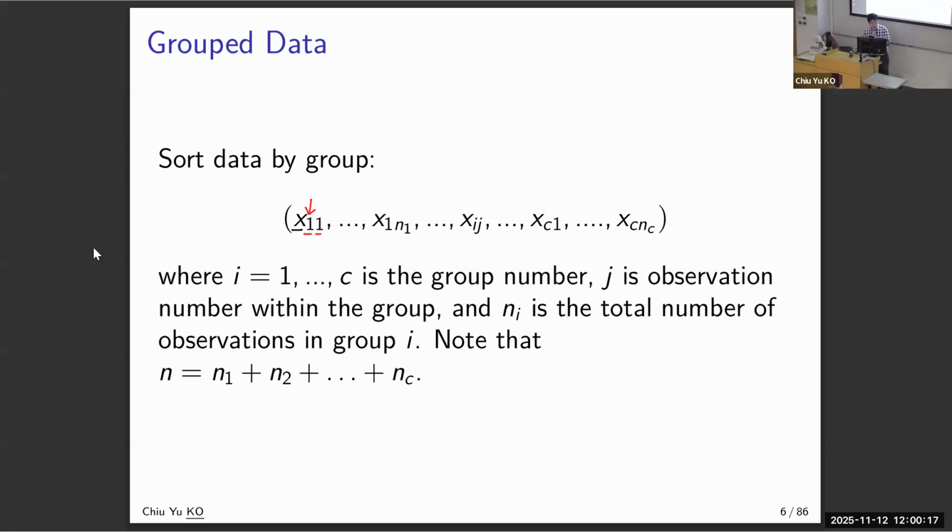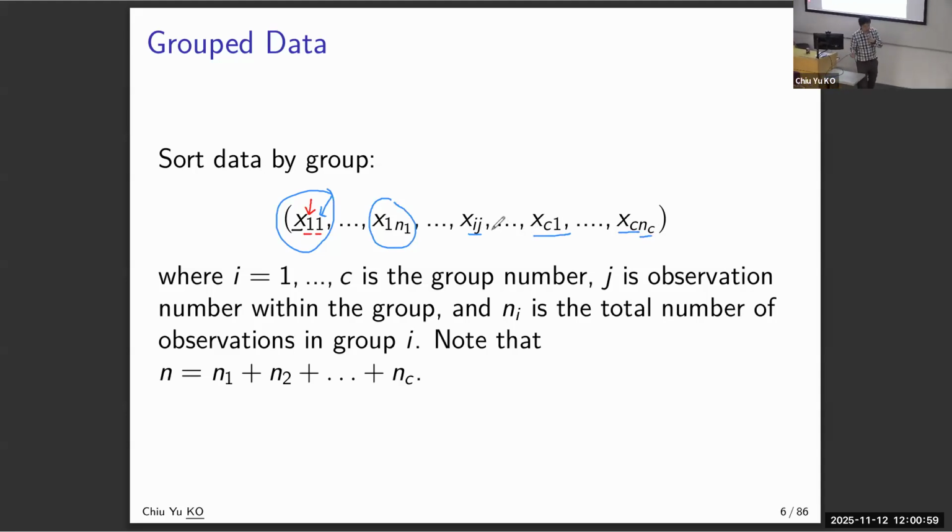And the second one represents the observation number in the group, right? So X11 means this is the first observation in Hong Kong, and X12 will be the second observation for Hong Kong. And X1N1, which you saw in the slide, will be the last guy in Hong Kong. So if 1 is Hong Kong, this is the first guy in Hong Kong, and this is the last guy in Hong Kong. Suppose the last city may be Shanghai, so this is the last guy in Shanghai, and this is the first guy in Shanghai, right? i and j, right?